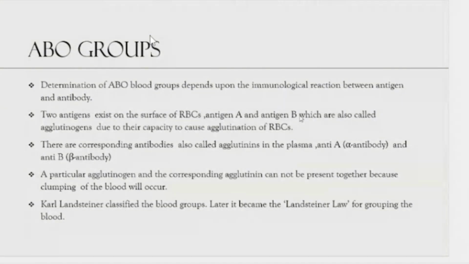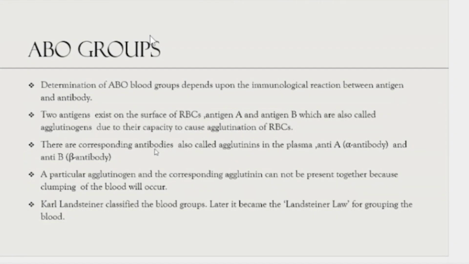So now, as we remember from our first years, antigens are present on the surface of red blood cells, and there are majorly two antigens: antigen A and antigen B, which are also called agglutinogens. The reason they are called agglutinogens is their capacity to cause agglutination of red blood cells. That basically means packing of red blood cells together, and it can cause a major side effect of hemolysis if it worsens.